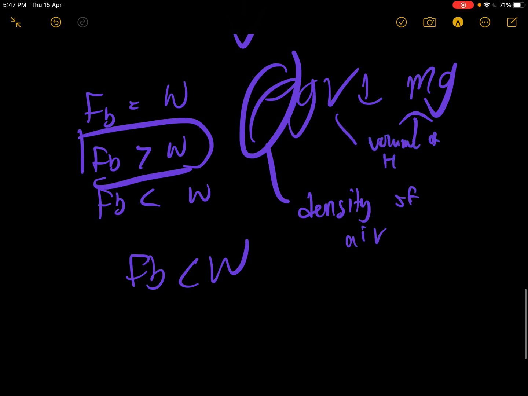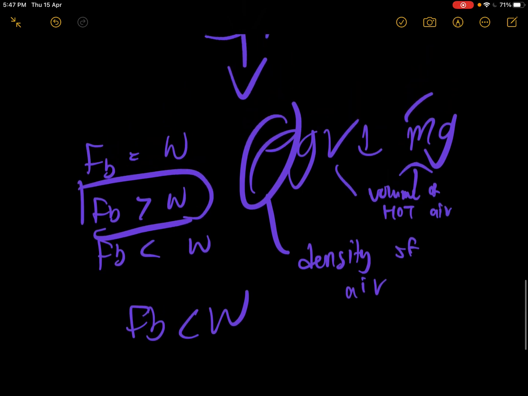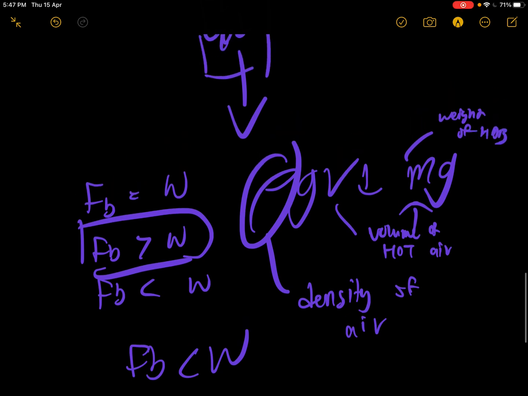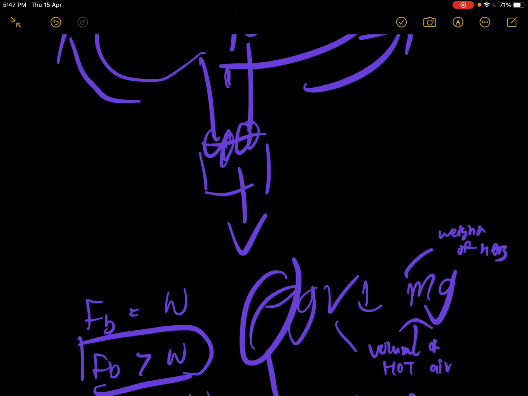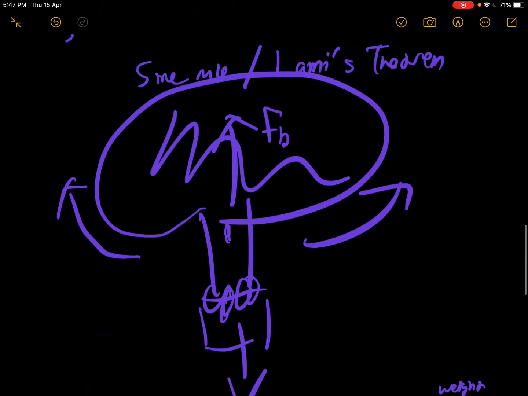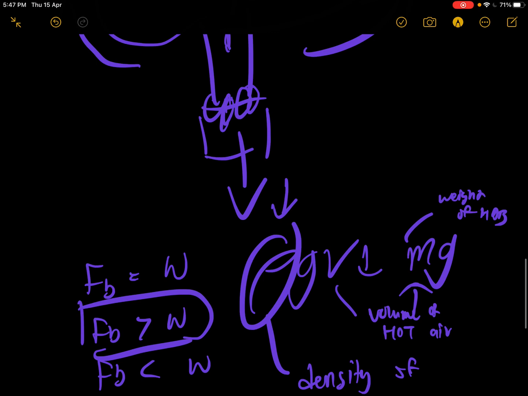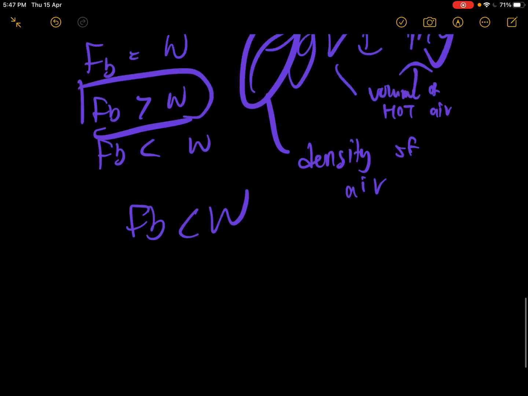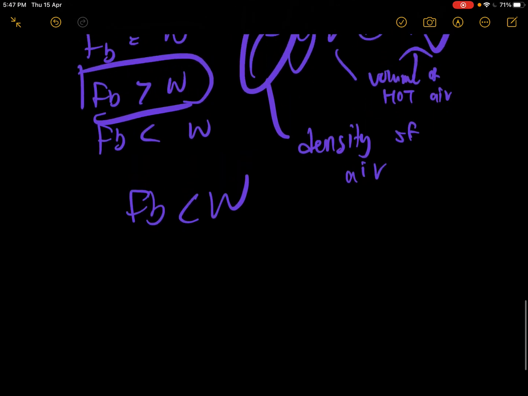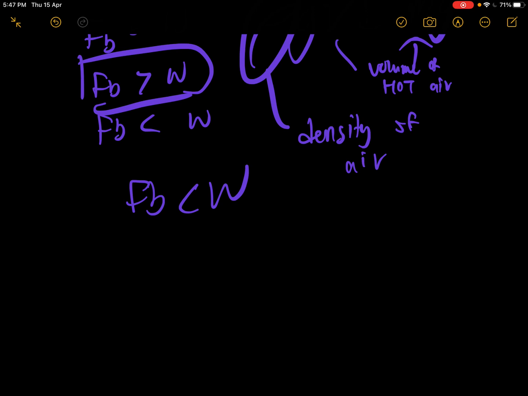This is the volume of hot air, which is the air inside the hot air balloon. This is the weight of the hot air balloon. I don't know if they ask you to do calculation, but if they do, they will give you the density of hot air. They will give you the mass of the hot air balloon, and then they might ask you to find the volume of the hot air. That should be very easy. You just sub in all the values and you'll get the answer. You just have to know which one to sub it in.